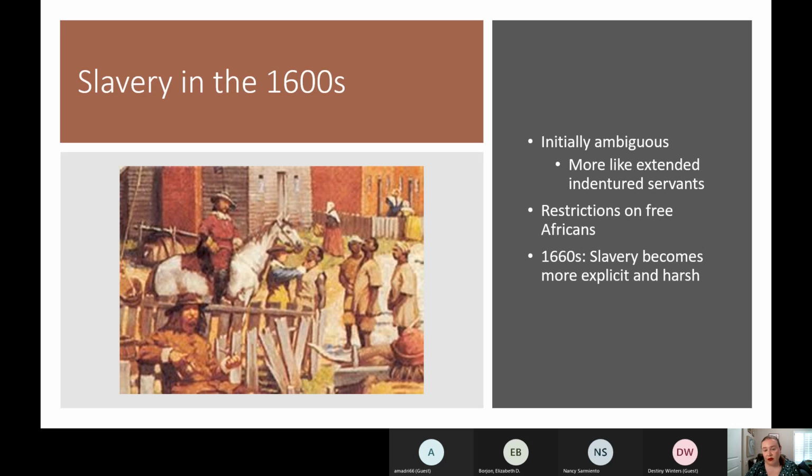In 1667, Virginia passes a law that says that claiming to be Christian is not enough to be freed. So prior to this, slaves had basically said, well, it's against the terms of Christianity to enslave fellow Christians, therefore I should be free. Virginia says, no, you can't claim that anymore.